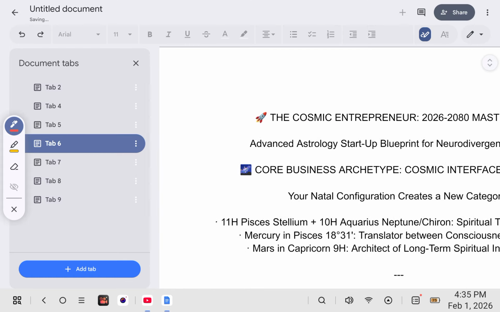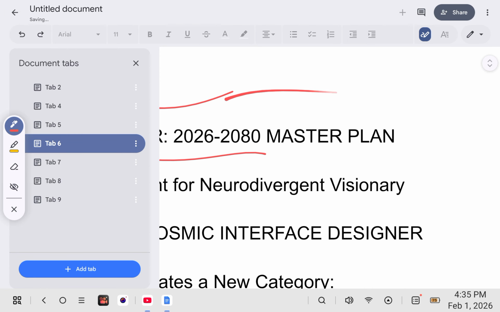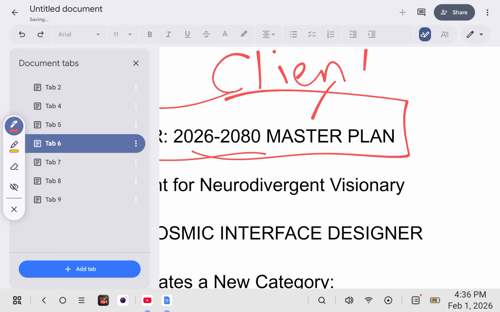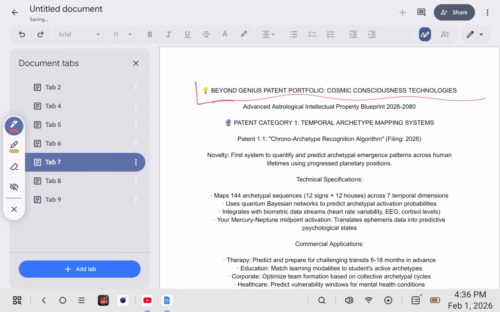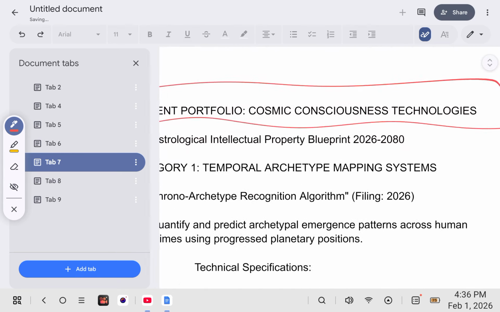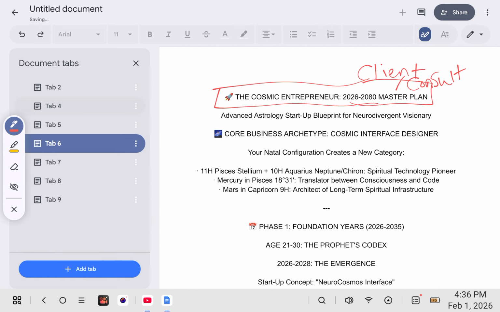Then we're going to go over the cosmic entrepreneur. And this is my master plan. And I'm saying, once again, I'm using my natal chart to show you, as an example, what I can do for you as a client. So again, this is another client consult example. And also, we're going to go over Beyond Genius Patent Portfolio Cosmic Consciousness Technologies, which is going off of this slide, but you'll see it.